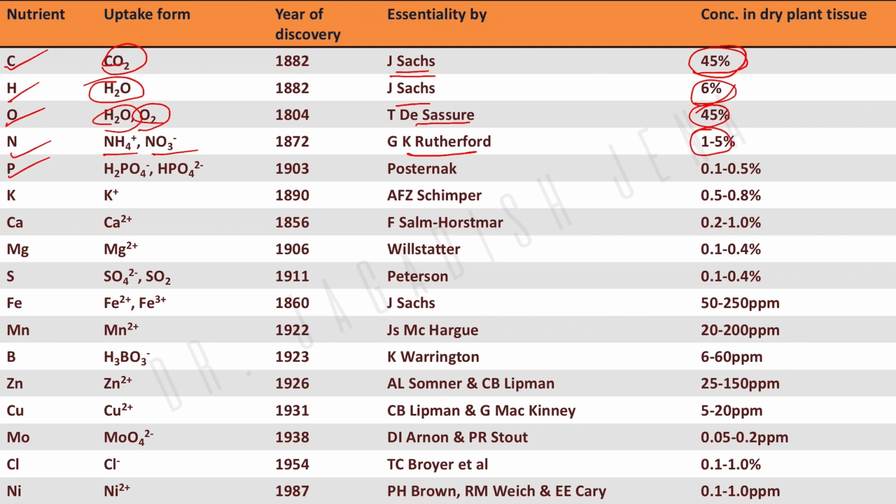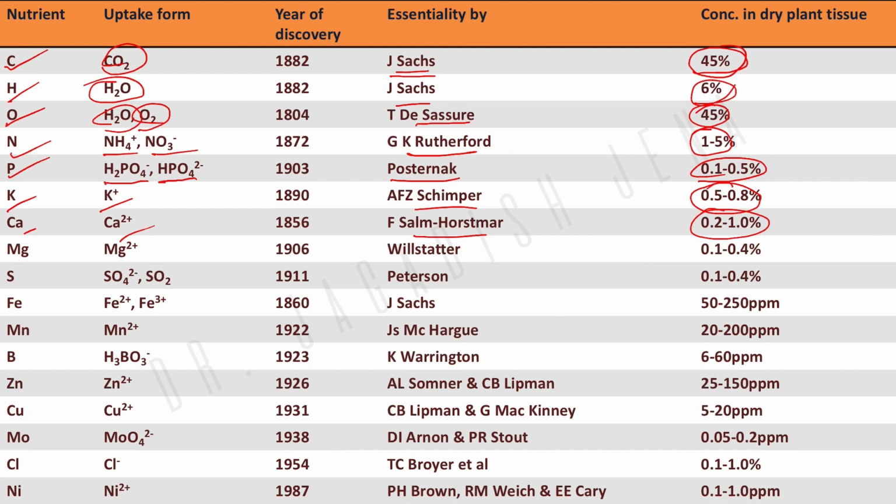Phosphorus is taken up by the plant in the form of H2PO4 minus and HPO4 2 minus. Its essentiality was proposed by Pasternak, and its concentration in the plant system is 0.1 to 0.5%. Potassium is taken up as K plus, and essentiality was proposed by F.J. Skimper. Its concentration in the plant system is 0.5 to 0.8%. Calcium is taken up as Ca2 plus, essentiality was proposed by Salm Horstman, and concentration in the plant system is 0.2 to 1%.